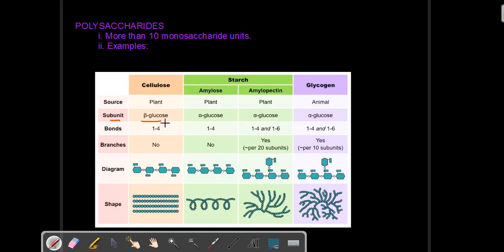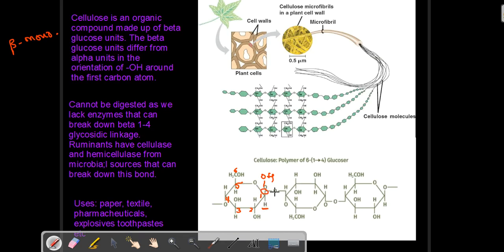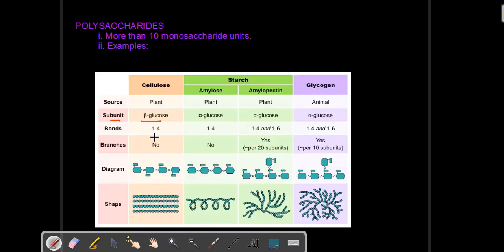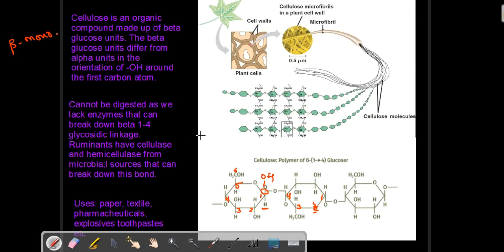Anyways, looking at the next part, what is the nature of the bond? This is beta 1,4, between carbon 1 and carbon 4. This is wrongly typed as O, this should be C. So carbon 1, carbon 2, carbon 3, and this is carbon 4. So this is a beta 1,4 linkage. Beta, because this is beta glucose. So the bond is 1,4.